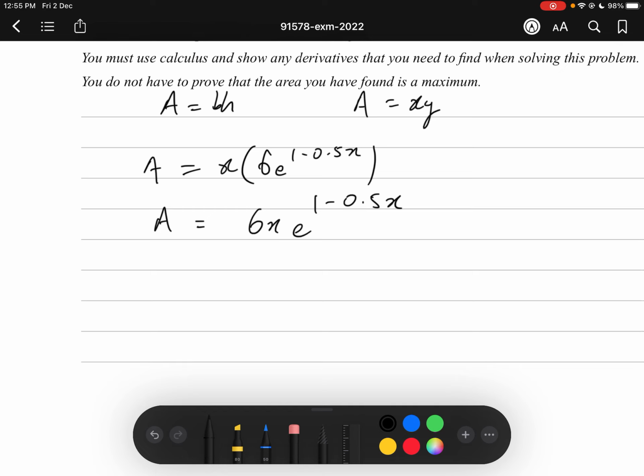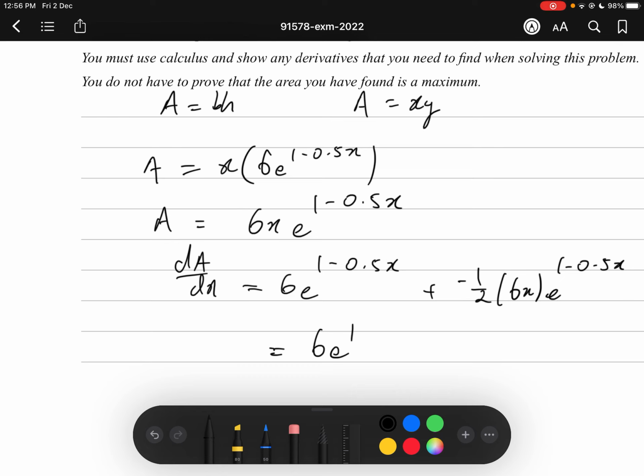So we can find the derivative dA on dx. We're going to use the product rule again, since we have 6x times e to the power of 1 minus 0.5x. That's going to give us 6e to the power of 1 minus 0.5x. I'm going to add that to the derivative of e to the power of 1 minus 0.5x times 6x, which is negative 1/2 times 6x e to the power of 1 minus 0.5x. Negative 1/2 times 6 is negative 3x e to the power of 1 minus 0.5x.